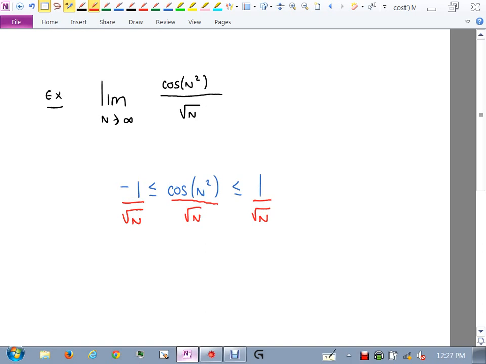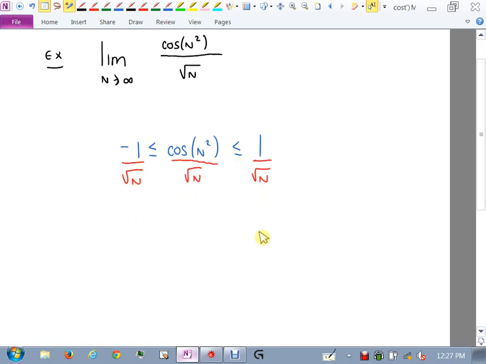Do I need to worry about flipping inequalities here? No, because square root of n is always a positive number. And now I take the limit. What I'm hoping for is that the two ends are going to go to the same place and squeeze this one in between, which is what happens. If I let n go to infinity, this goes to 0. This one goes to 0, right? Because you have fixed over infinity, fixed over infinity. Those both go to 0, which forces the one in the middle to also go to 0. So your answer here is 0. Now on a test, if you said bounded over infinity, I'd be happy. Okay?